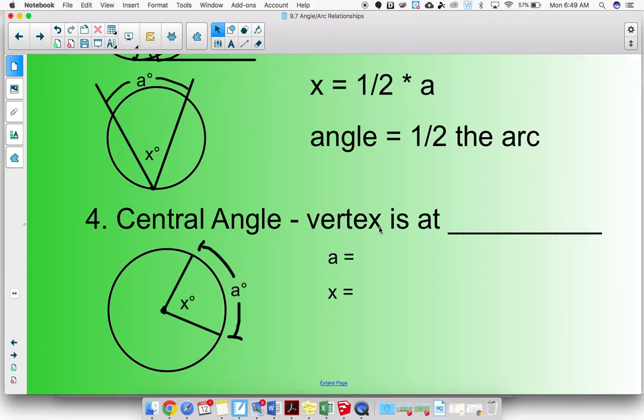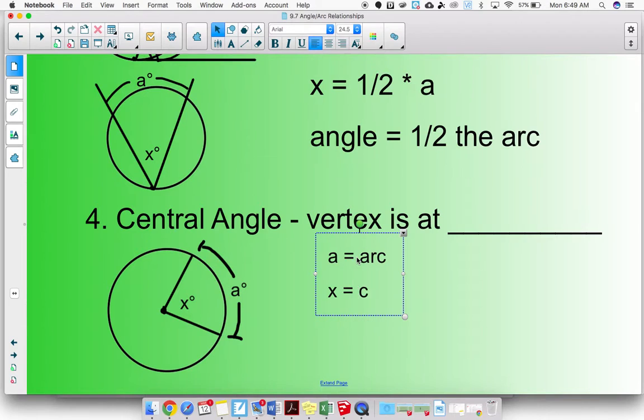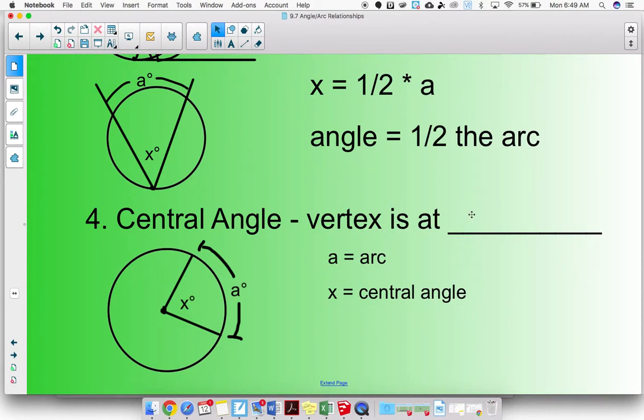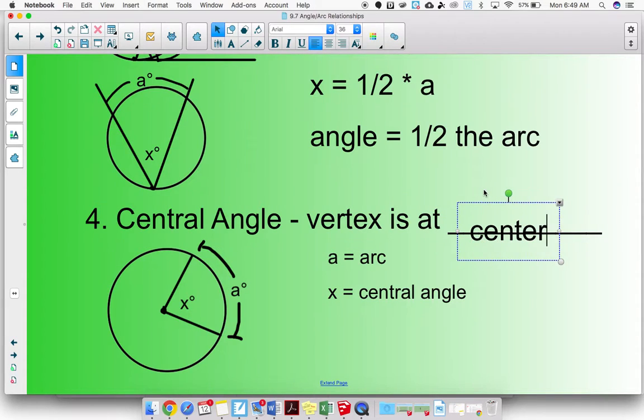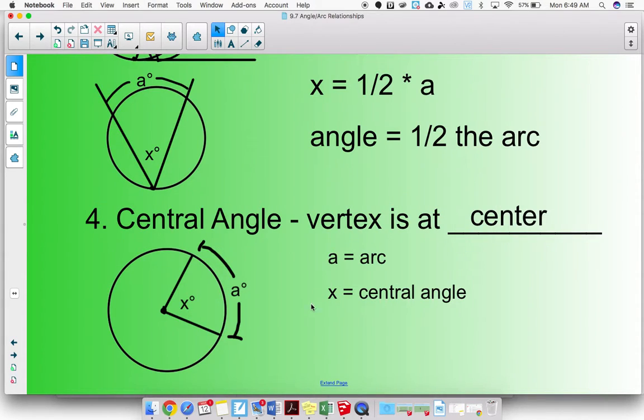All right, and I actually saved the easiest for last, the central angle. It's identical to the arc. So if A is the arc and X is the central angle, these occur when the vertex is at the center. Okay, your relationship will be that they're equal to each other, A equals X. So if this is a 90-degree angle, this is a 90-degree arc.